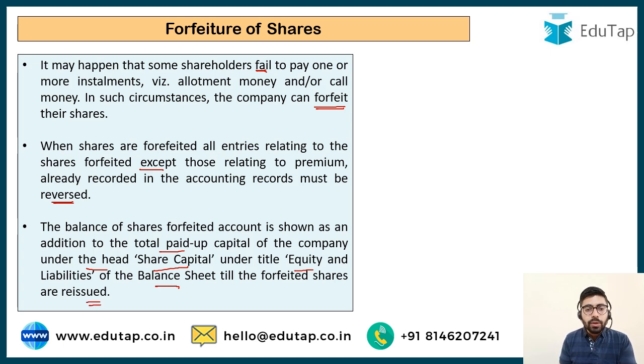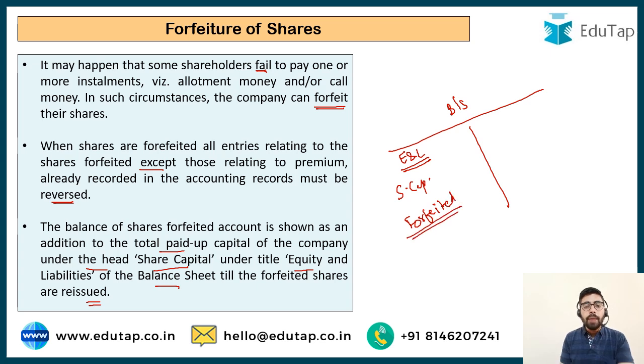So how are things going to work? The company has forfeited the shares, and at the time of preparation of the balance sheet, on the equity and liability side, the company is going to show under share capital the amount pertaining to share forfeiture. Once these shares are reissued, this entry is going to be removed. This figure is going to be removed. So this is how things are shown while preparing the balance sheet.